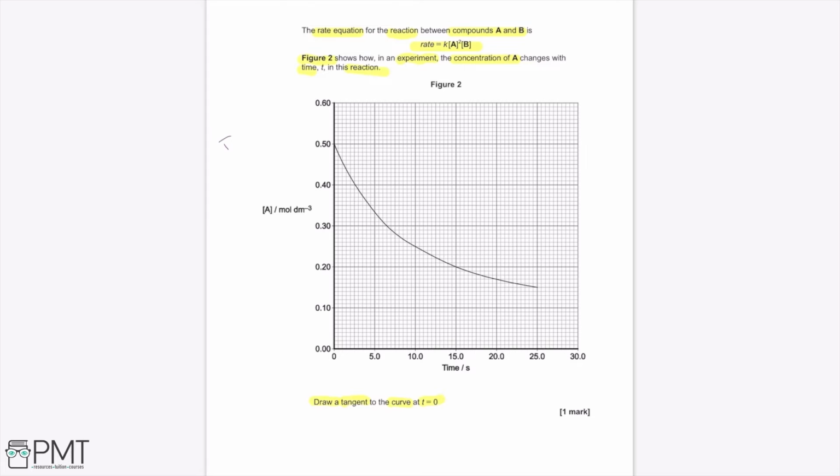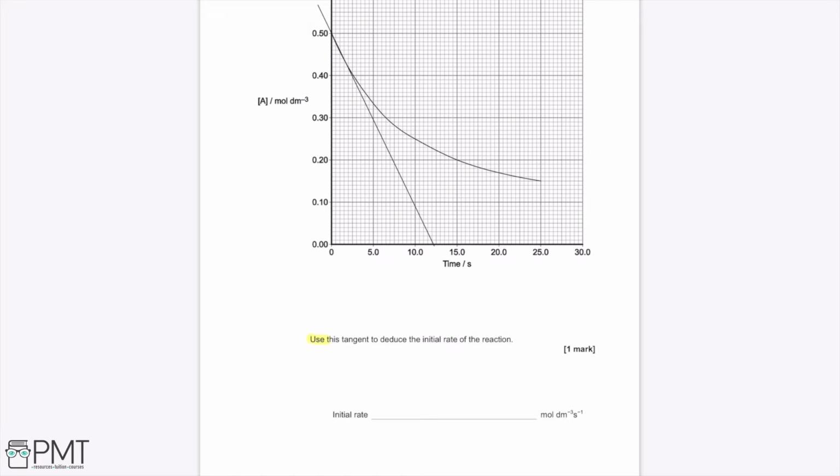The key with this is understanding what actually a tangent is. A tangent in this case is a straight line to the curve that will touch the curve at 1 point, and this is when t equals 0. If we now draw this line, we need to make sure it touches at 1 point on the curve, and we should try to use as much of the graph given to reduce the chance of an error. When we do this, we will get a tangent that looks like this, and providing that it starts at the coordinates 0, 0.5, and goes between 5 and 12.5 along the x-axis, or time, then we do get the mark for this question.